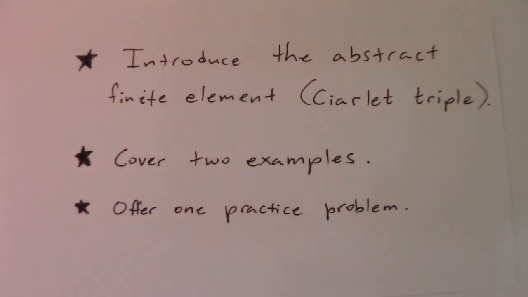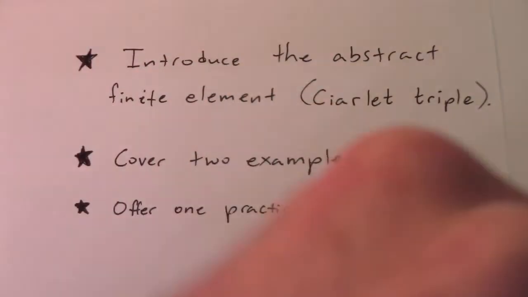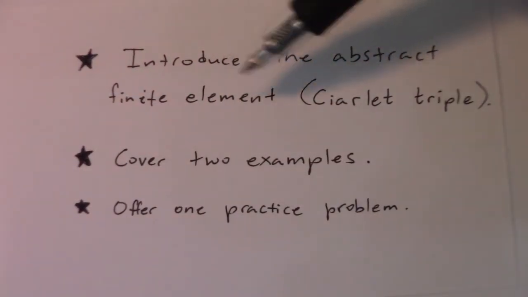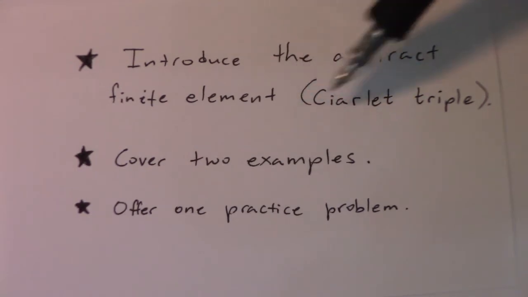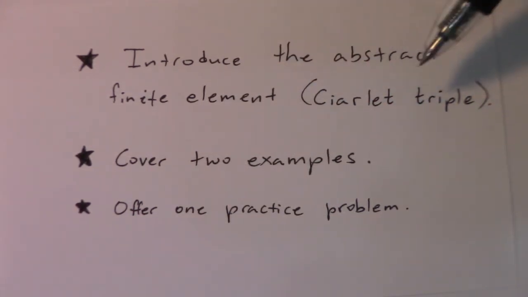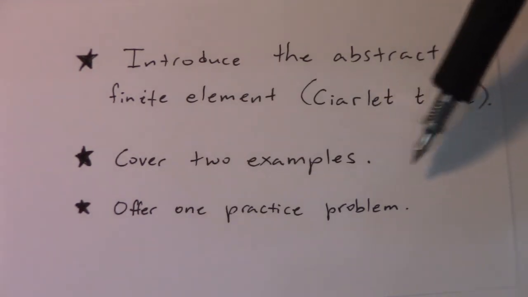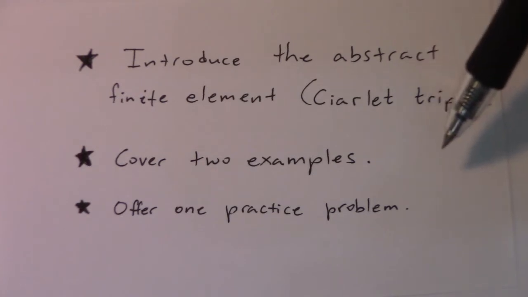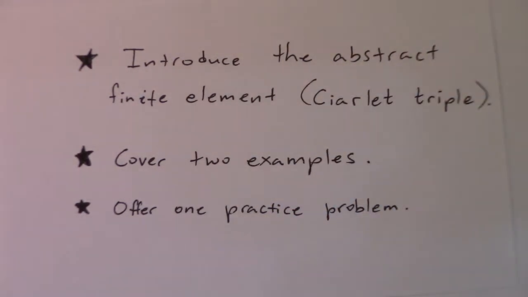No, it's okay. Okay, so in this video, we're going to talk about the abstract finite element, which is often called the Ciarlet triple. This was introduced by Ciarlet. So we're going to discuss what this is, and then we'll go over two examples demonstrating what this abstract finite element is, and then we'll offer one practice problem at the end that you can do yourself.